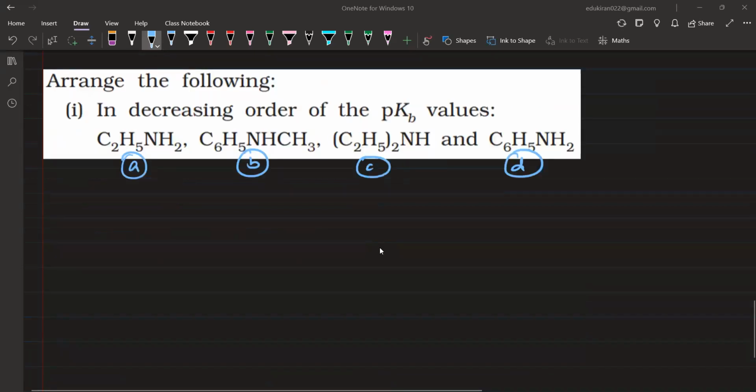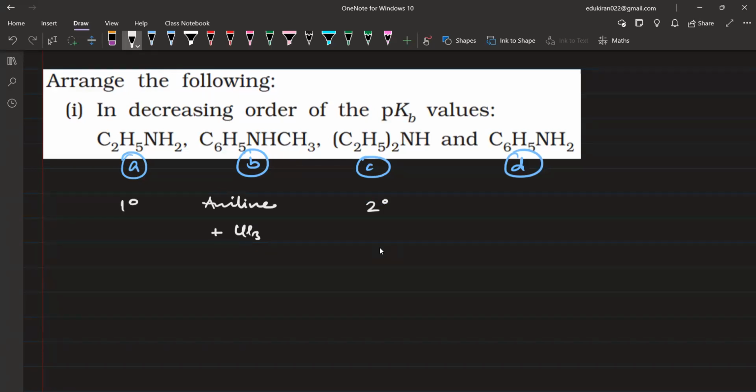So the first one is obviously a 1 degree amine, C6H5NHCH3. So it is aniline plus a CH3 group is there. So that is an electron donating group. We have to consider that also. C2H5 is a 2 degree amine, and then D is pure aniline.